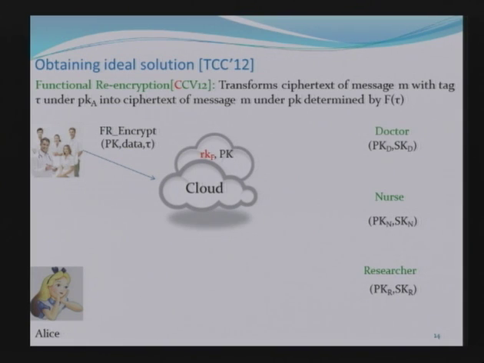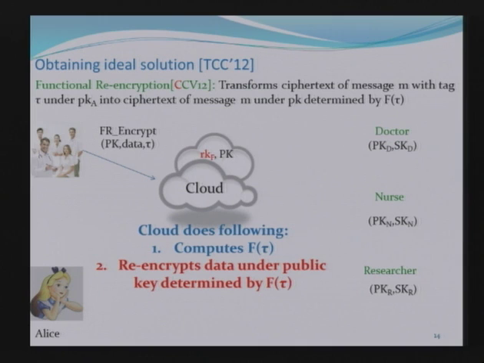Now, when hospitals encrypt the data, they're going to make use of the functional re-encryption algorithm to encrypt data along with some tags. And they're going to send this to the cloud. The cloud is going to do the following in some oblivious manner without learning anything. It's going to compute f of tau. And then it will re-encrypt the data under the public key determined by f of tau. Okay, and it will store this data or send it to whoever needs it, and the appropriate recipients can try and decrypt this data. If they are successful, that data is meant for them.